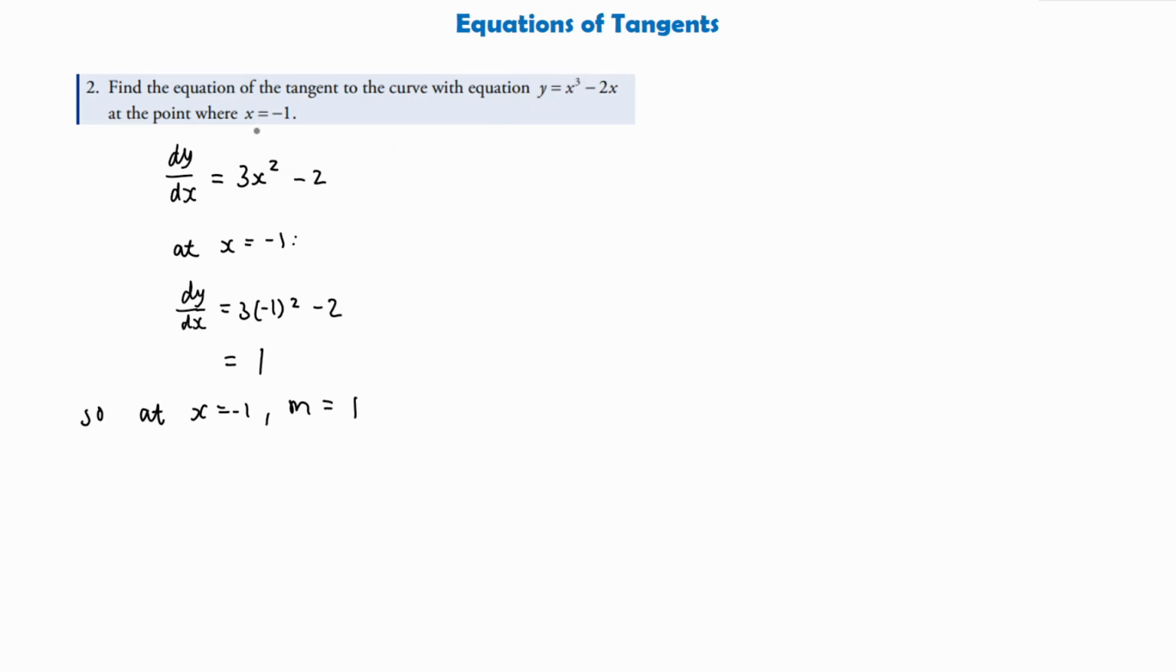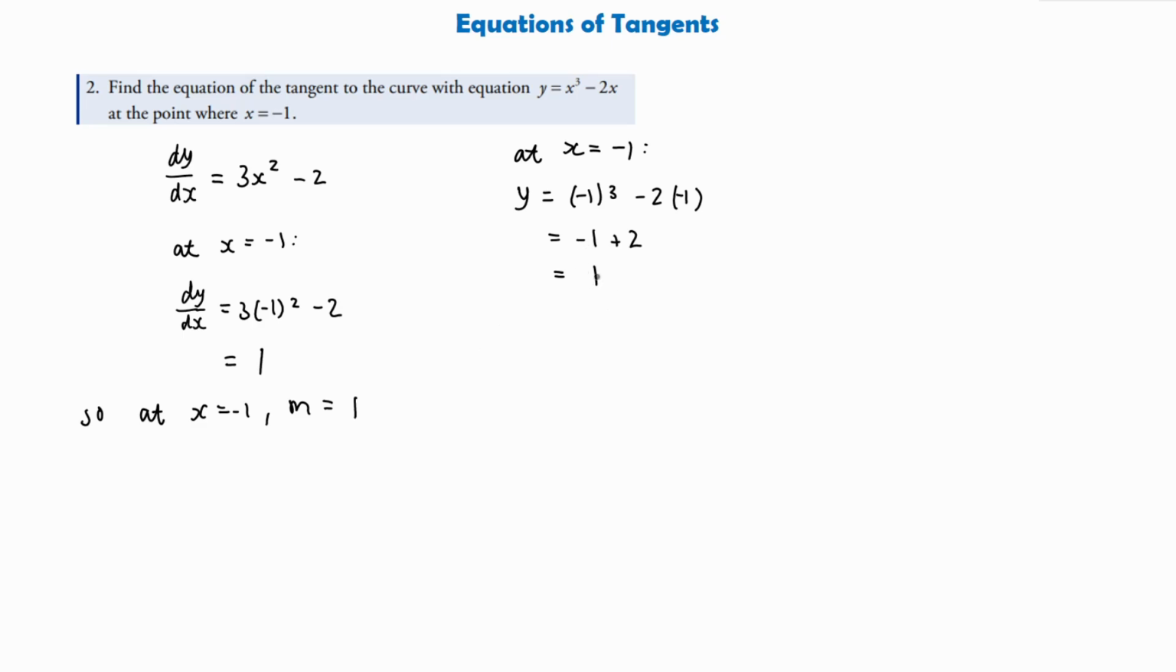And why do we do this? Well, we know the tangent passes through this coordinate, and we know that it has the same point on the curve. So if we substitute this into this equation, we'll find the coordinate of y at the point where x equals minus 1. So we'll say at x equals minus 1, the y coordinate is going to be minus 1 cubed minus 2 times minus 1. And this is going to give us minus 1 cubed is minus 1. Minus 2 times minus 1 is just plus 2. So the y coordinate is just going to be 1.